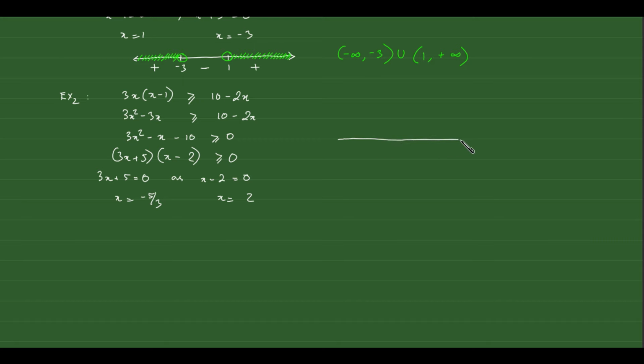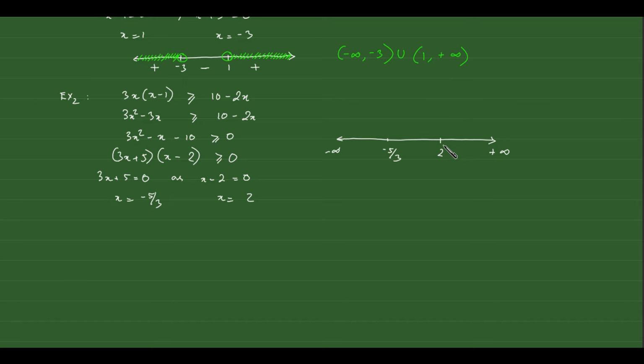So I have a number line like this. This is negative infinity, and this is positive infinity. So I have -5/3 on this side, and 2 must be on this side. And you see that it divides the number line into 3 parts. We're gonna pick one value in each part to check.